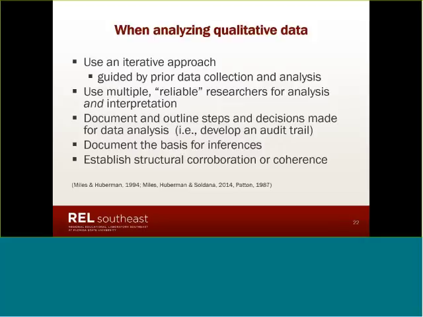Developing an audit trail is also essential. You're documenting and outlining the steps and decisions made for data analysis throughout the process. You should also document the basis for inferences and use evidence from the data to support those inferences. Finally, you should establish structural corroboration or coherence. This is the process of gathering data or information and using it to establish links that eventually create categories.